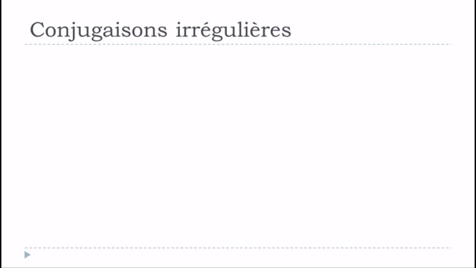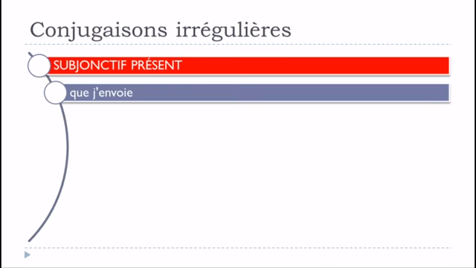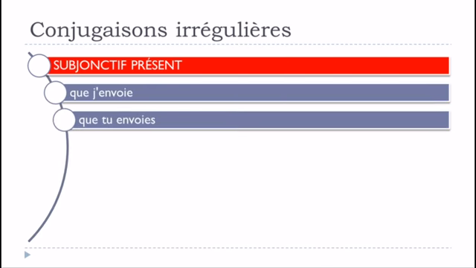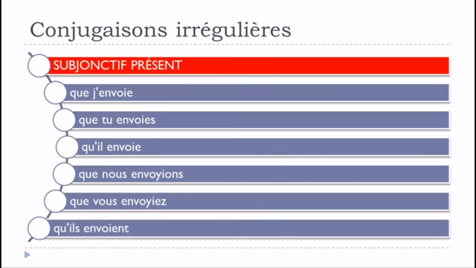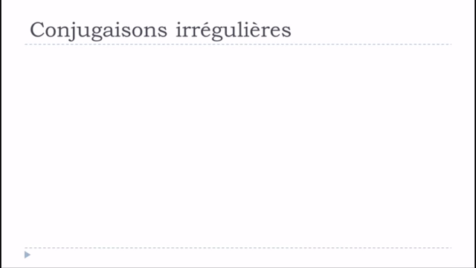And then let's see now le subjonctif présent. Que j'envoie, que tu envoies, qu'il envoie, que nous envoyons, que vous envoyez, qu'ils envoient. And then you can see that here, here, here, and here it's a bit different from what it should be normally if we would respect the rule for the verbs of the first group.